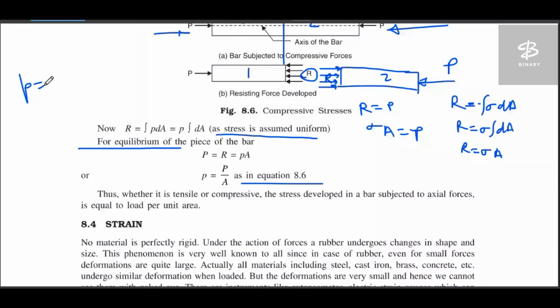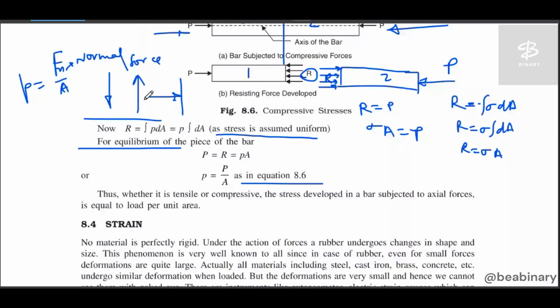This is the normal force upon area. Pressure means normal force, meaning perpendicular force, so the force should be perpendicular to the plane, in either direction. See, normal force is perpendicular. Suppose this is the plane and this is the force; this is not Fn. This is the Fn here, and this is also the Fn here.